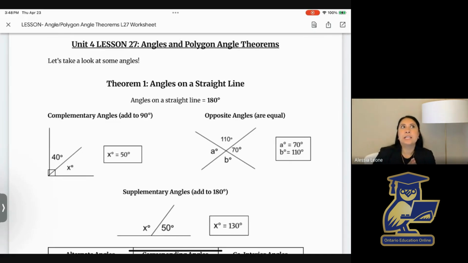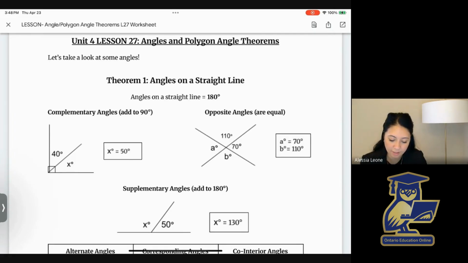During this lesson, I want you to bear with me. There's going to be quite a few theorems listed here, but once you get the hang of using these formulas, it's pretty quick to use. Theorem 1, angles on a straight line. Angles on a straight line equal 180 degrees. That's the rule.